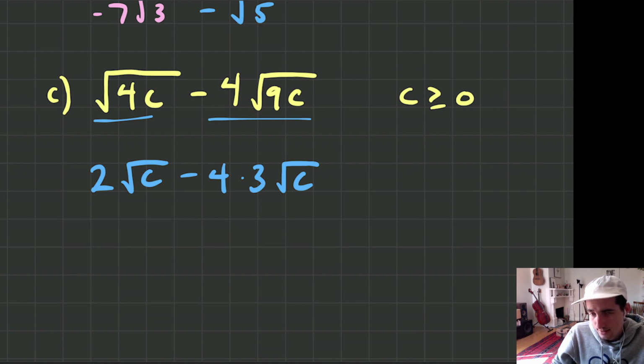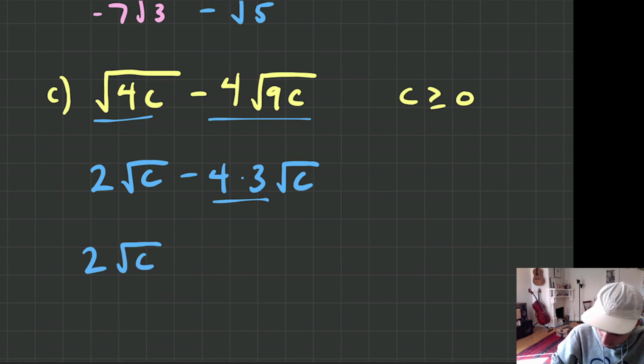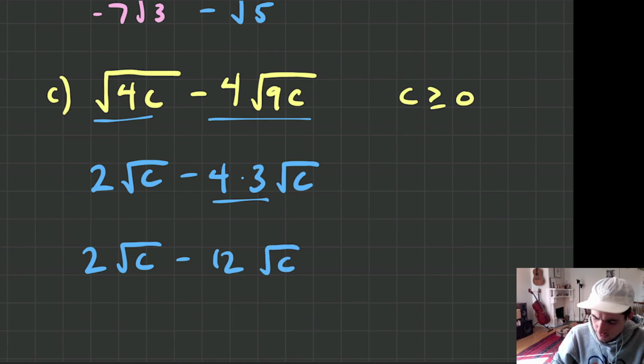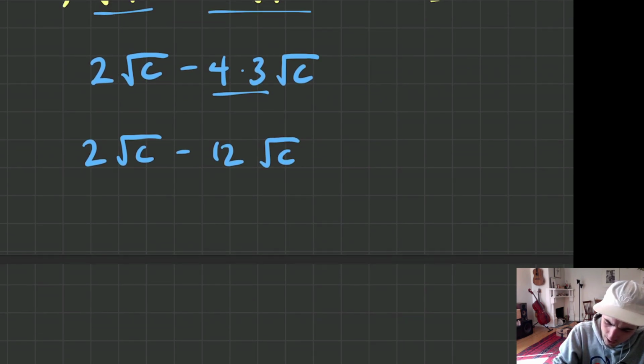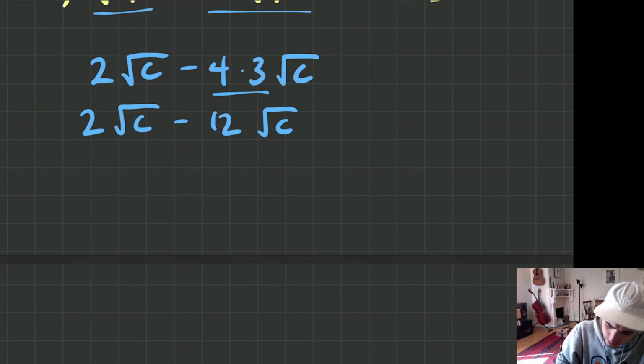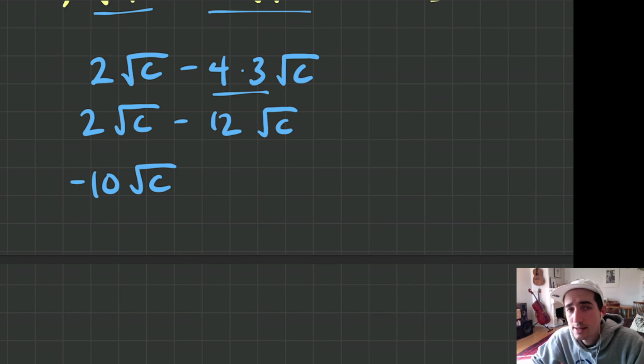Now, obviously, I can't take the square root of c because I don't know what c is. C is just c. So I can't really do anything with it. I'm going to clean this up because 4 times 3 is 12. So I'll write 2 times the square root of c minus 12 times the square root of c. And finally, let me just give myself a little more room here. Finally, we just add these as though they are like terms. So let's go ahead and do that. 2 minus 12 is negative 10. So I've got negative 10 times the square root of c. And that's that question. We're done.